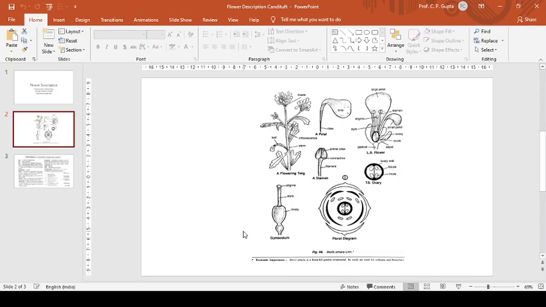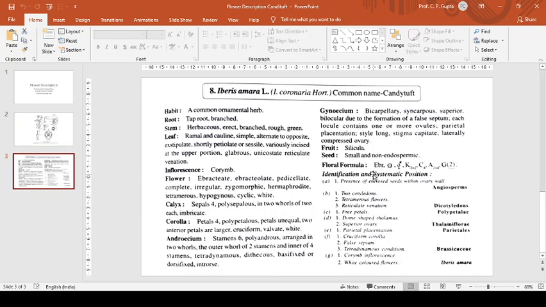Fruit is silicula and seed is small and non-endospermic. Now we come to the floral formula. Floral formula is ebracteate, zygomorphic, hermaphrodite, calyx 2 plus 2, corolla 4, androecium 2 plus 4, and gynoecium bicarpellary, ovary superior and syncarpous. So this is the floral formula.